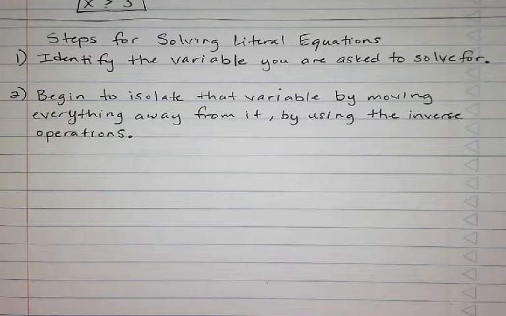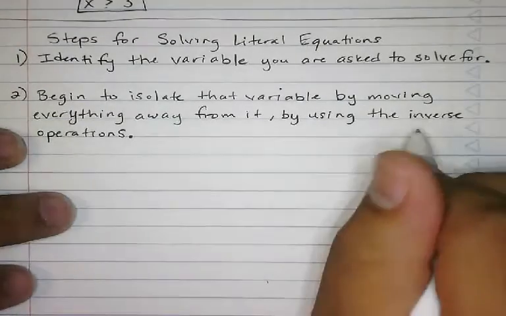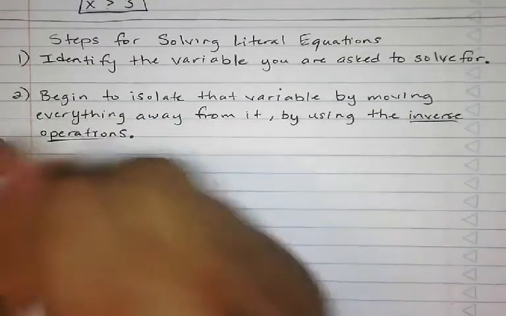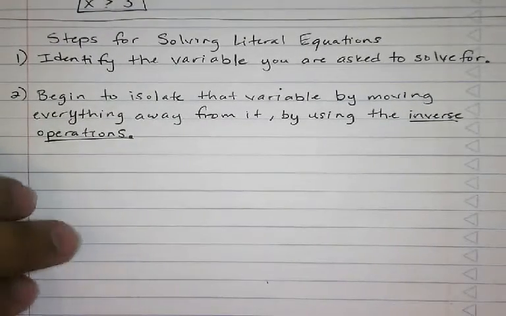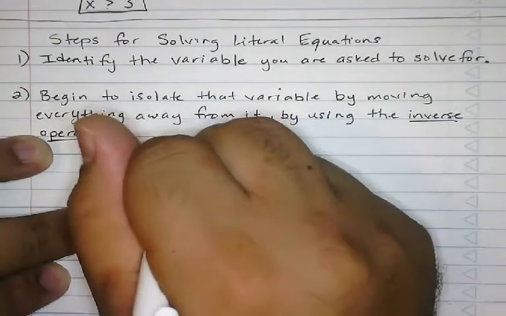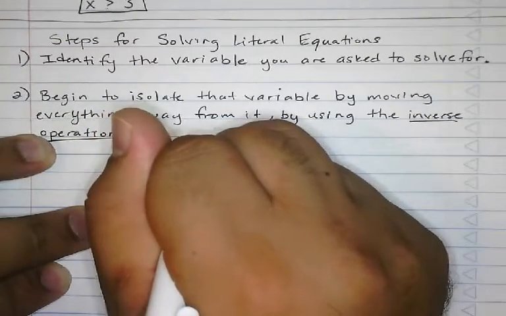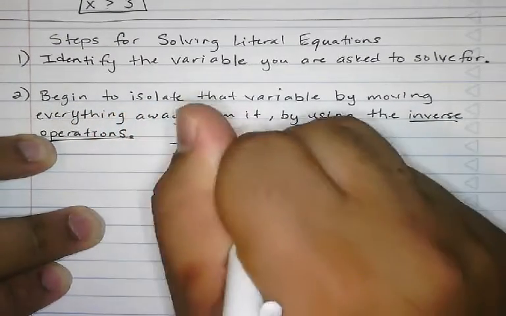Okay, you're still moving stuff over, you're still trying to get that variable by itself, but now there's going to be more than just one variable. Like I said, we'll look at it in the examples. Inverse operations are important. Okay, underline that. All right, we're going to make a small little chart so you can kind of see what the inverse is.